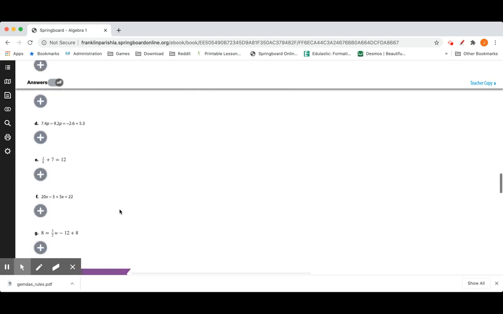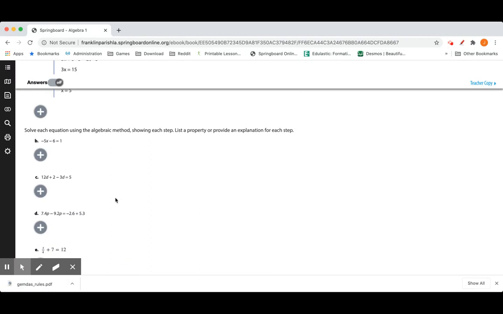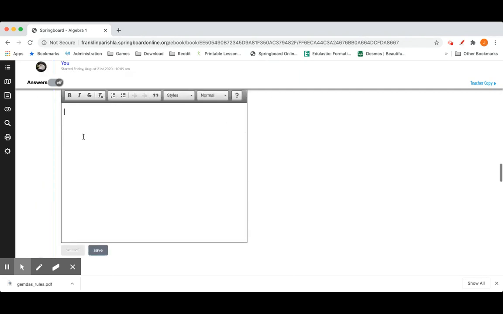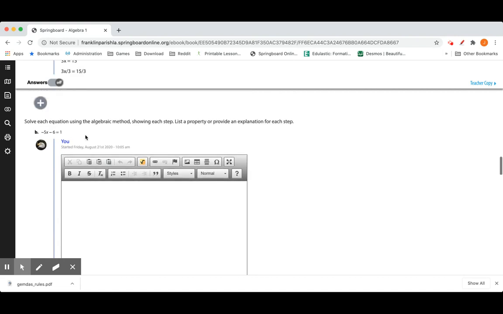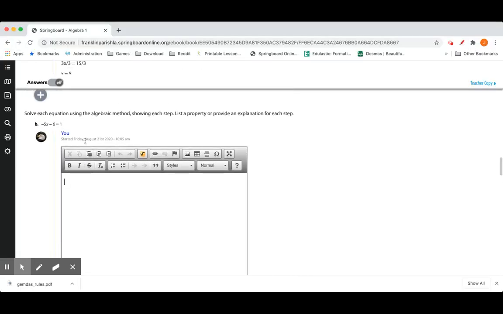Let's look at B through G. Solve each equation using the algebraic method, showing each step, list a property, or provide an explanation for each step. Remember to do the parts of the answer that they tell you. Try not to skip showing your work.